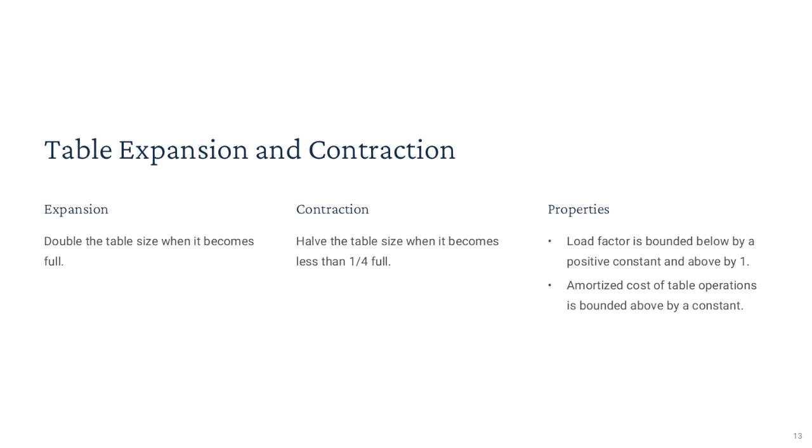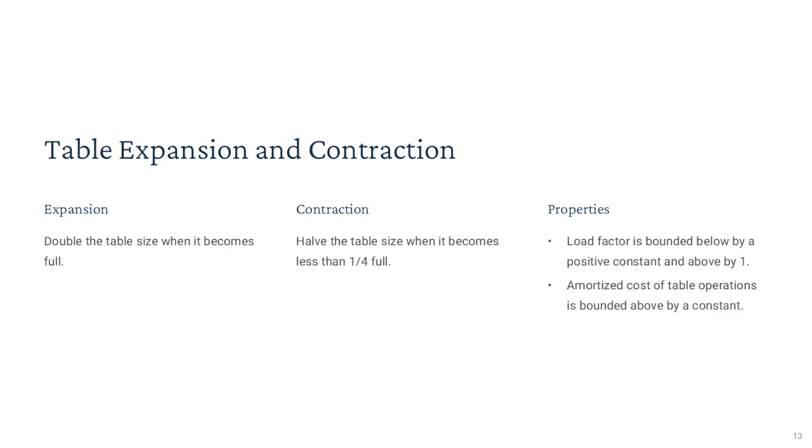Dynamic tables can also contract in size when the number of items stored decreases significantly. Contraction typically occurs when the load factor drops below a certain threshold, such as 1/4. In this case, the table size is halved to maintain efficient use of memory. Similar to expansion, contraction involves allocating a new table, copying items, and freeing the old table's memory. To ensure the table remains efficient, the load factor is bounded between a positive constant and 1.